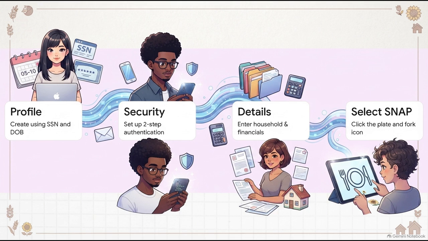And finally, Step 4. When you choose which program to apply for, you need to make sure you specifically select the icon with the plate, fork, and knife to officially apply for food assistance. It's a little detail, but it's super important.